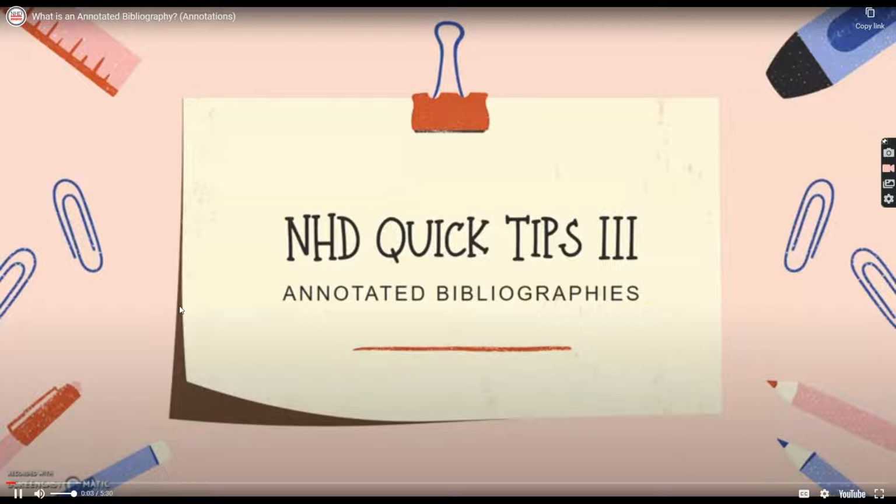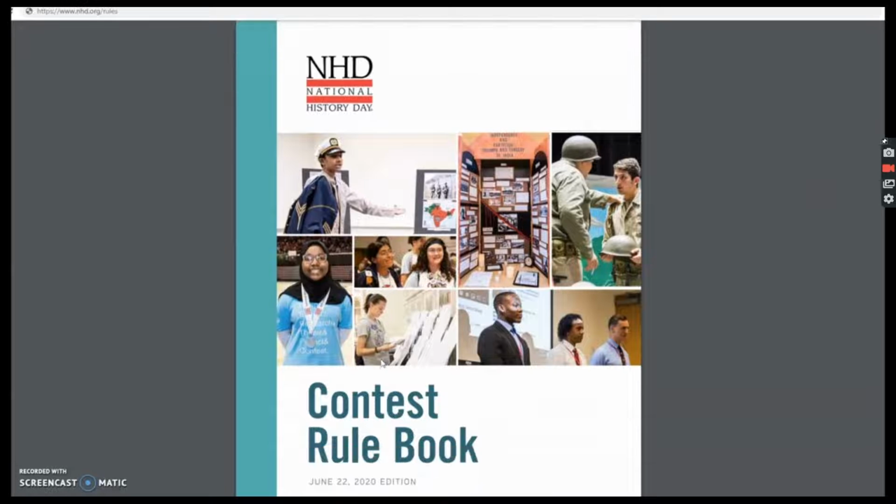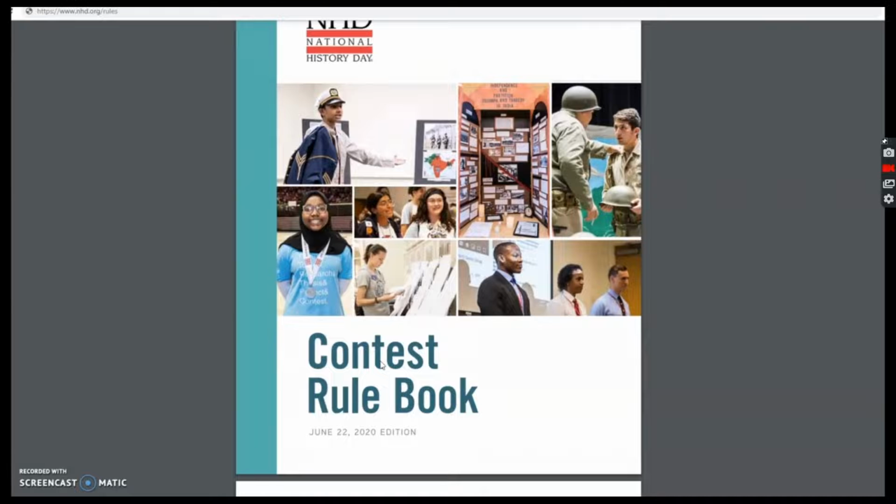On our NHD quick tip number 3 on annotated bibliographies. Before we get started on annotated bibliographies, we need to check the rulebook. If you haven't heard, NHD issued a new rulebook in June of 2020, and it basically just updates our rules and clarifies some things for teachers and students. If you haven't checked it out yet, follow me over to nhd.org/rules. This will bring you directly to a PDF copy of our new rulebook.